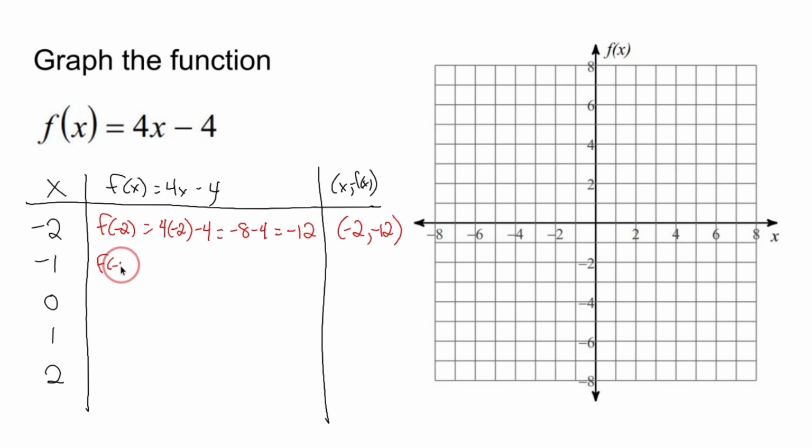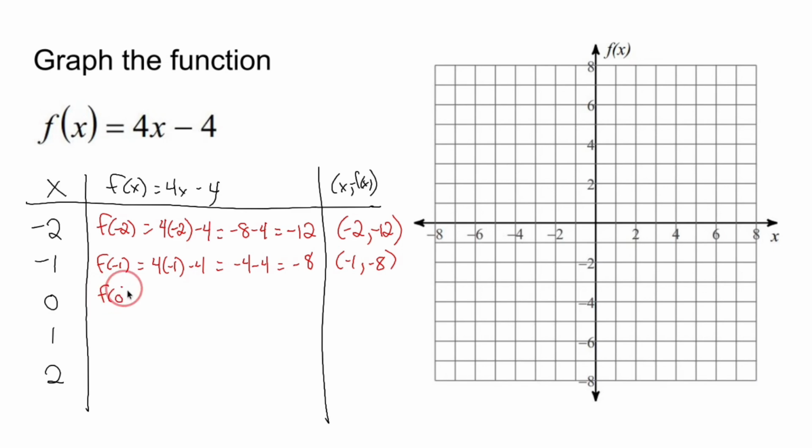F of -1, I'm plugging in -1 for every x, so 4 times parentheses -1 minus 4. 4 times parentheses -1 is -4. -4 minus 4 is -8. So now when I plug in -1, I get out -8. Now I do have a point that I can graph. So hopefully we're on the right track, that we were once off of our graph and now we're back on it. So let's keep going and see if the numbers are friendly enough.